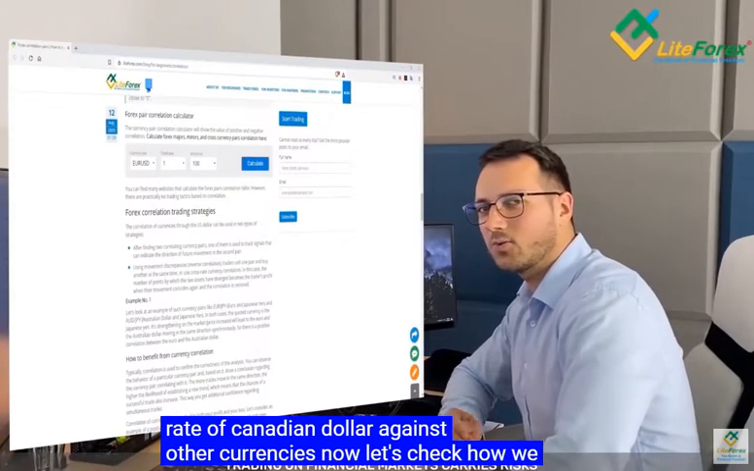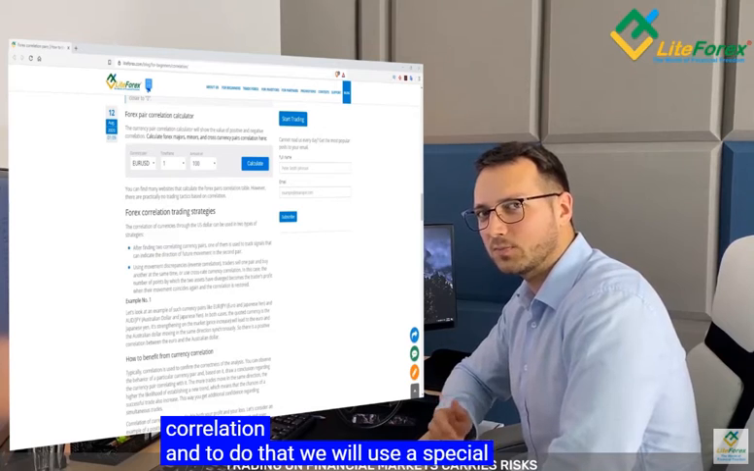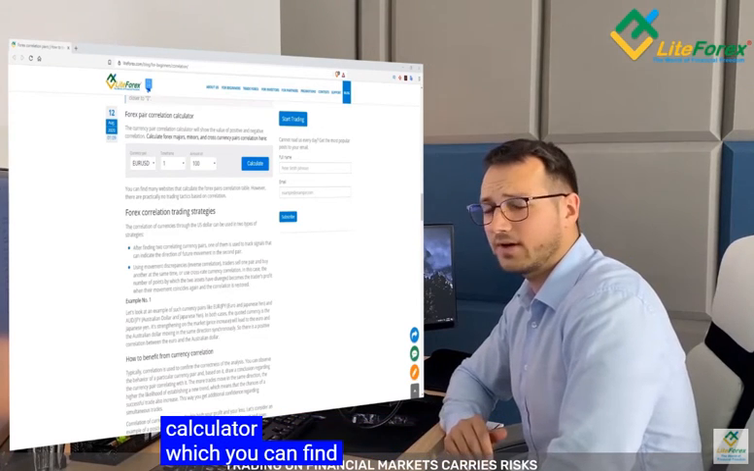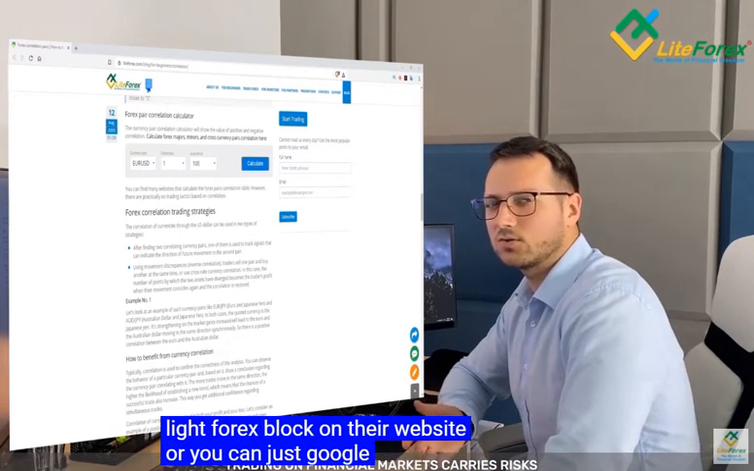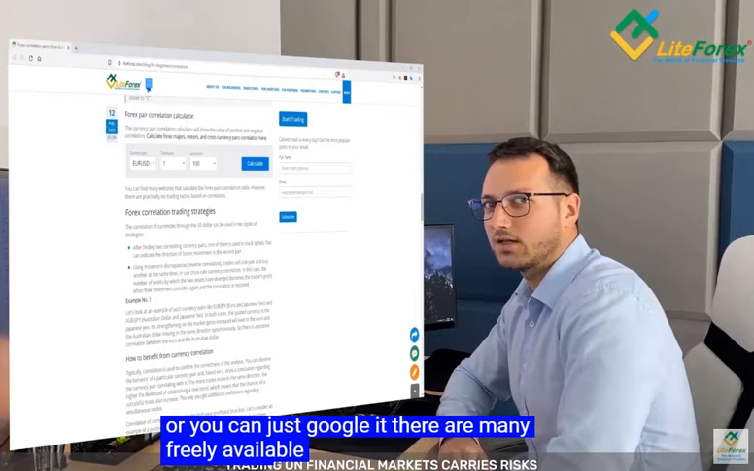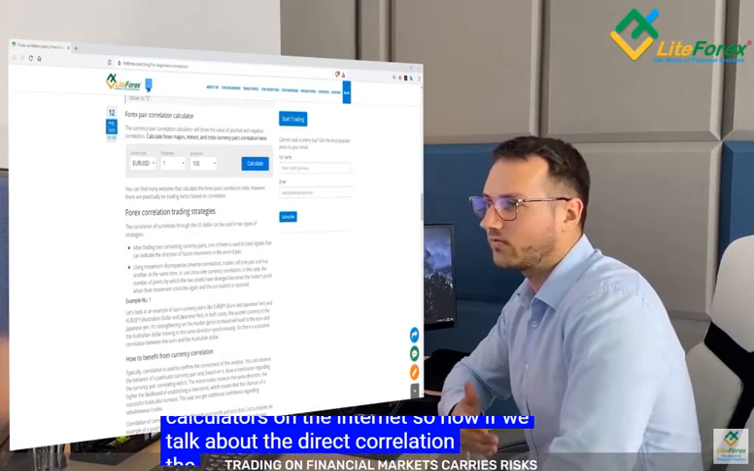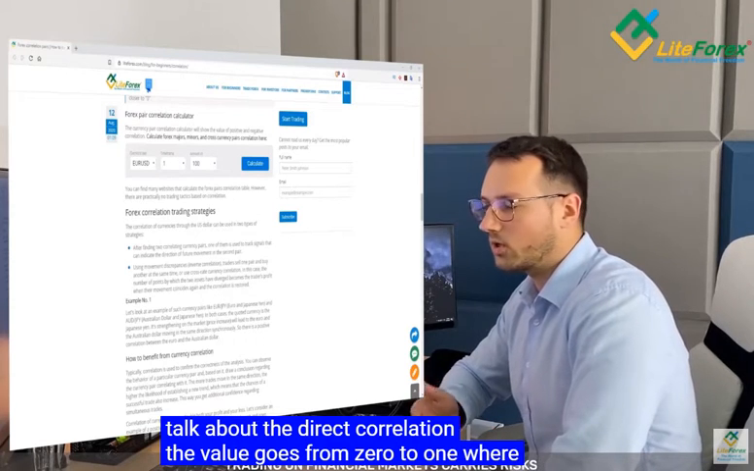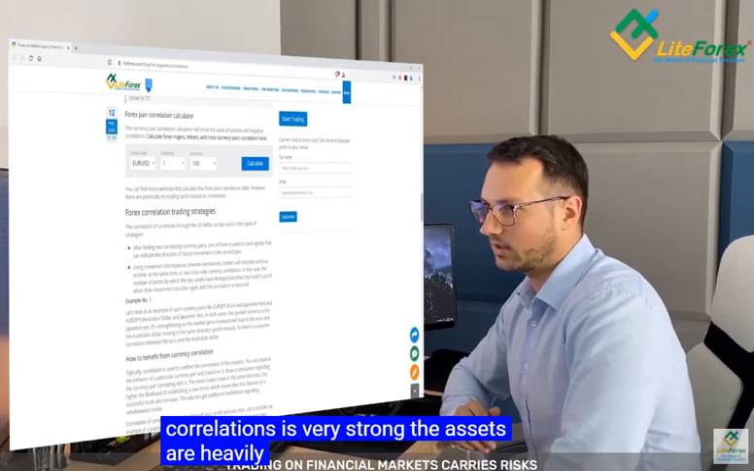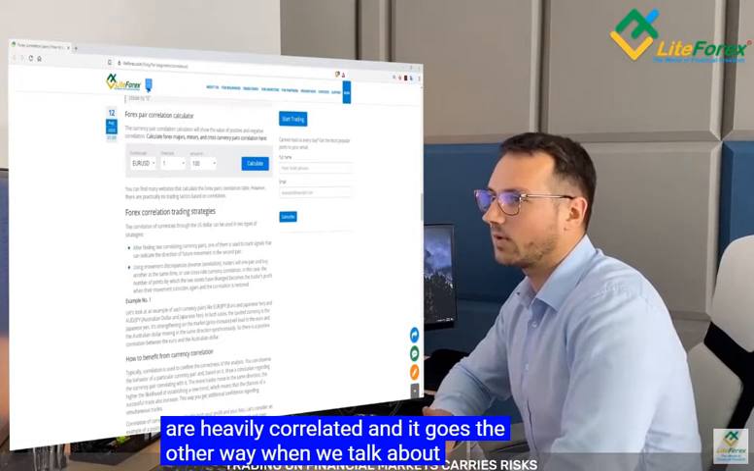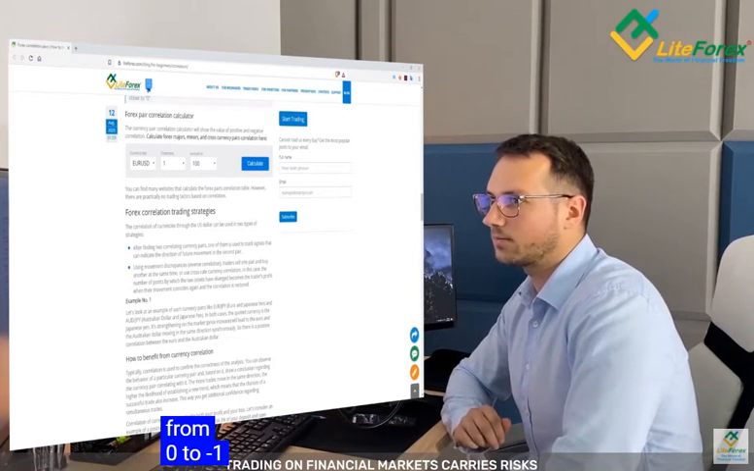Now let's check how we can calculate the strength of a correlation. To do that, we will use a special calculator which you can find in the article on the Lightforex blog on their website. Or you can just Google it, there are many freely available calculators on the internet. So now, if we talk about the direct correlation, the value goes from 0 to 1, where 1 means that the correlation is very strong. The assets are heavily correlated. And it goes the other way when we talk about the inverse correlation. The value goes from 0 to -1.